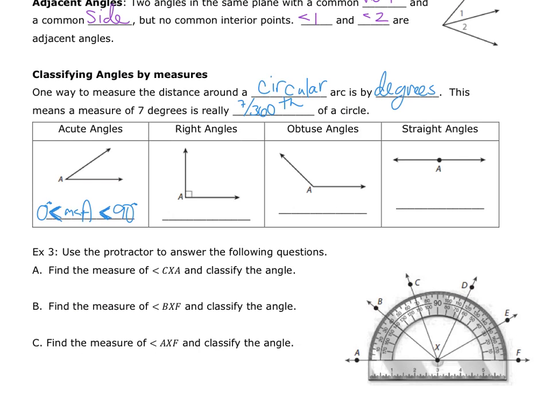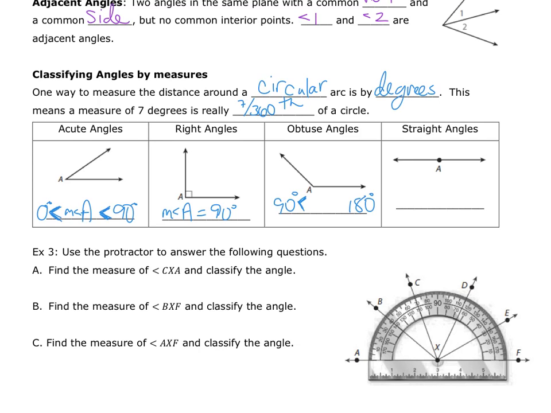For a right angle, we know that the measure of angle A will have to equal exactly 90 degrees. There's no above or below, it has to be exactly 90 degrees. For obtuse, we know it has to be greater than 90 degrees. So that's going to be on the low end, but it has to be less than 180 degrees because then that makes a straight line.